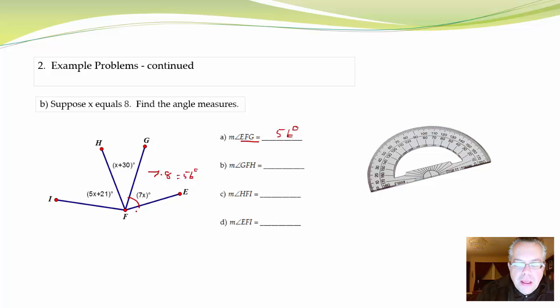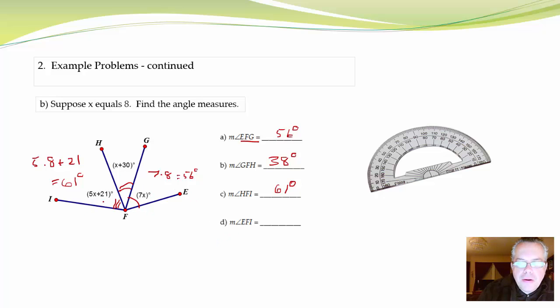GFH, that would be the second angle here, the one in the middle. GFH. Okay, it says x plus 30. 8 plus 30 is 38. HFI, that's this last angle over here. I'm going to give it 3 markings. HFI says 5x plus 21, so it'd be 5 times 8 plus 21. So 5 times 8 is 40 plus 21 is 61 degrees.